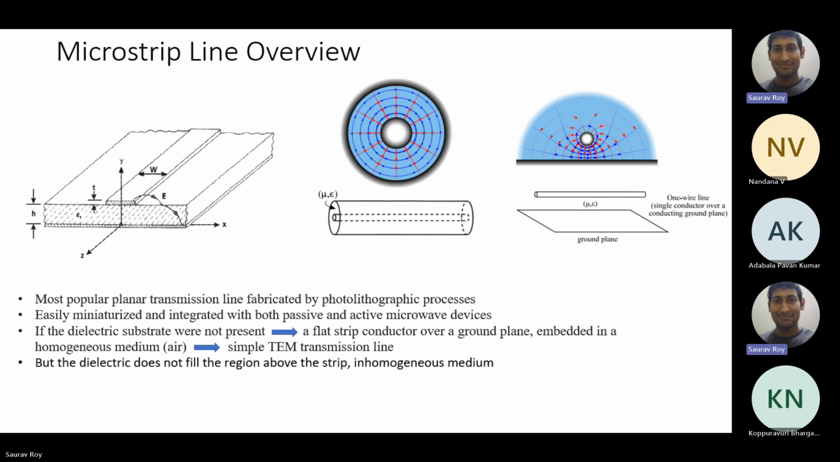It's a planar transmission line. The advantage is that it is easily miniaturized and integrated with both passive and active microwave devices. There are passive devices like couplers, and active devices like transistors and diodes. All this you can also connect with it, so it can be used with both of them.